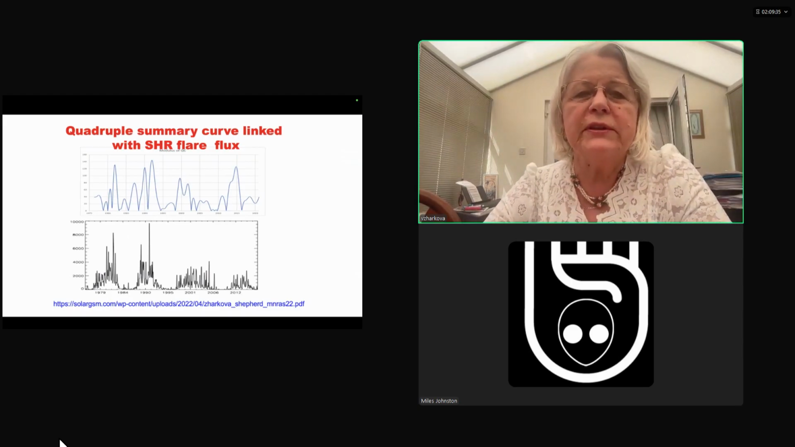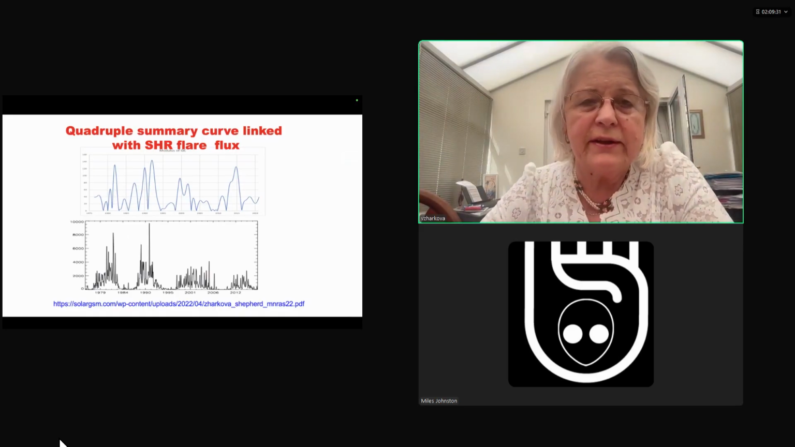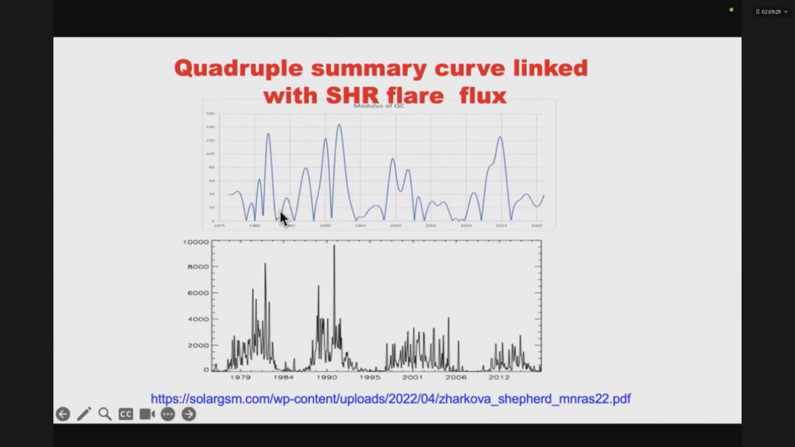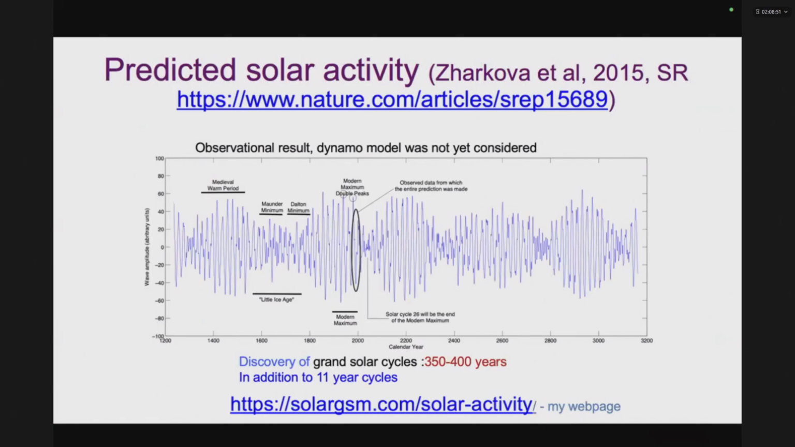But now we explored quadruple eigenvectors and their summary curve shown on the top, and compared this quadruple summary curve with the soft X-ray index of solar flares, and it turned out the quadruple index defines the solar flare activity very nicely. You see the maxima appear exactly in the years when they observe maximum soft X-ray in solar flares, which makes sense because this is a quadruple wave, so it has to be two sets of loops that interfere and produce flares. So it makes a lot of sense.